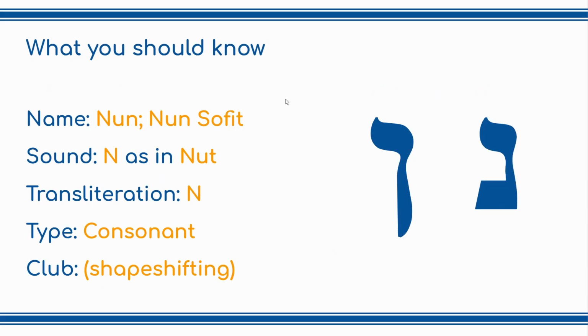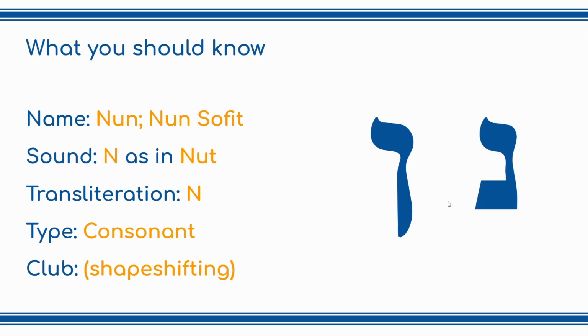what you should know from this lesson before you continue: you should know the name of this letter. It's Nun. And the name of this letter is Nun Sofit, when the Nun is at the end of a word. And the sound is N as in nut. The transliteration is N. The type is a consonant. Club, again, not an official club or class. I made it up. I call it the shape-shifting club.